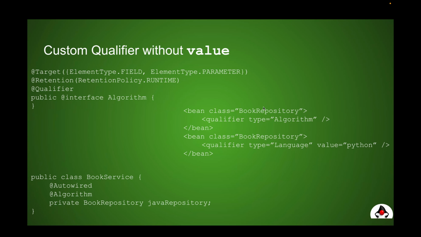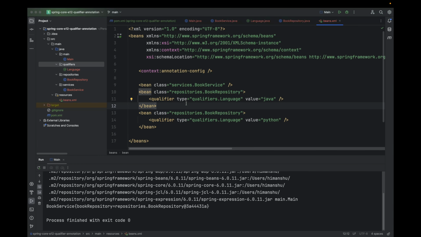Now we can have a custom qualifier without a value as well. Let's say we have a book repository for books of algorithms. That book is not for any particular language, it has concepts of algorithms only. It is not for Java or Python or anything like that. So we can create another qualifier for that.